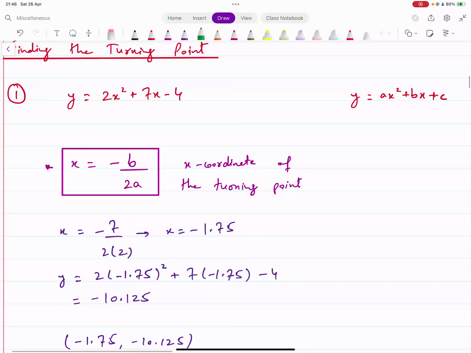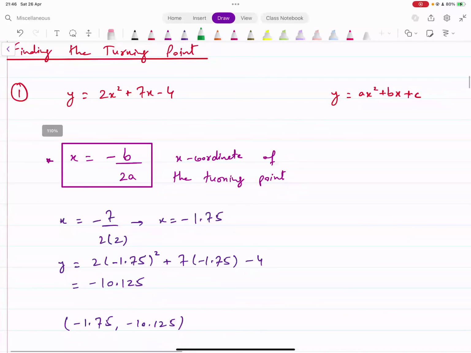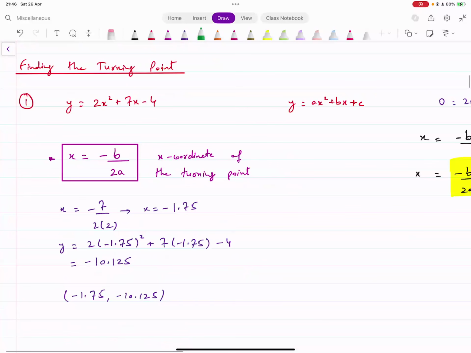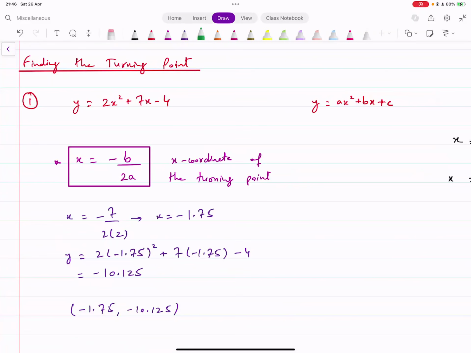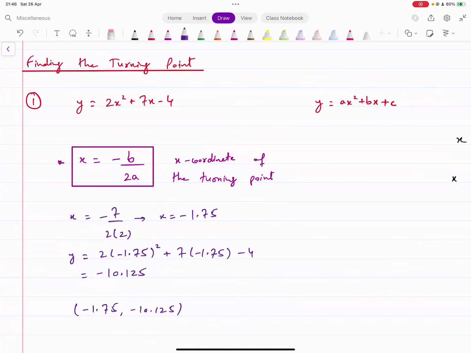How do you find the turning point of a quadratic function? If you just need to find the turning point and there's nothing else that you need, you don't need a specific form as such. In that case, let's use the formula x equals minus b over 2a. This is the formula to find the x coordinate of the turning point of a quadratic function. If you say this is a and this is b, you can use this formula, minus b over 2a, and that gives you the x coordinate of the turning point of this function.